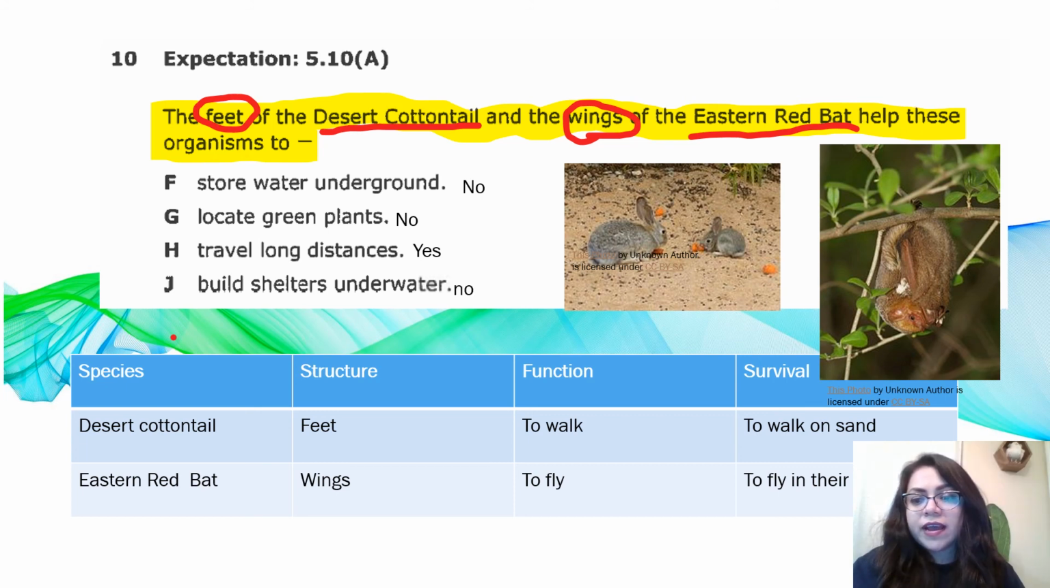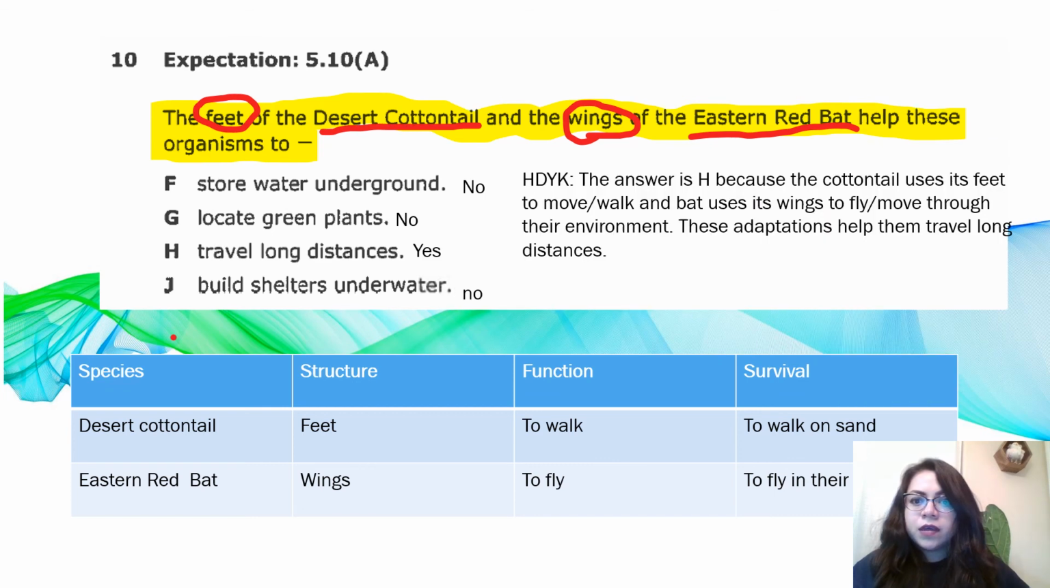Last thing before I answer my question is write my evidence. The answer is H because the cottontail uses its feet to move or walk, and the bat uses its wings to fly or move through their environment. These adaptations help them travel long distances.